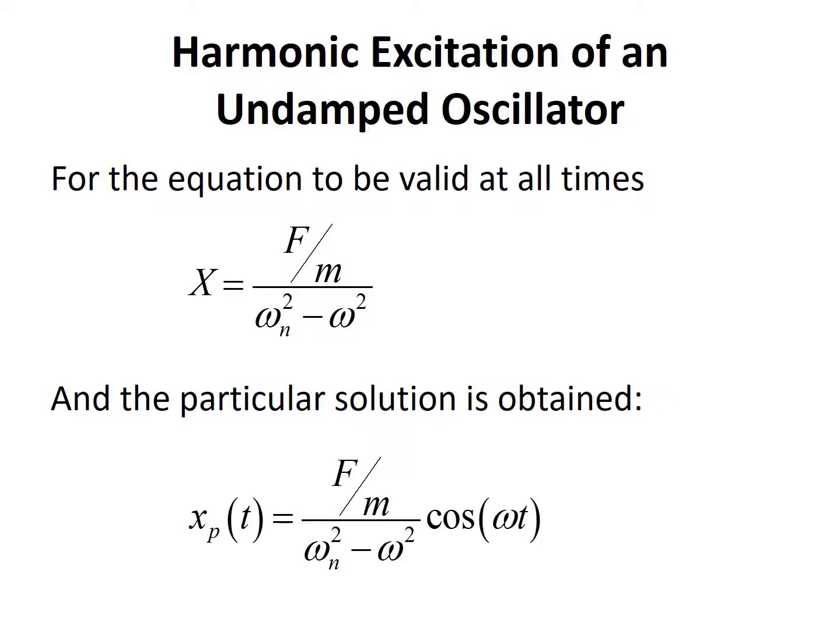So again, we can rewrite this. We can take our solution for capital X, substitute it back into the particular solution, and now we know that the particular solution xp of t is equal to F over m over omega n squared minus omega squared times the harmonic function cosine omega t.